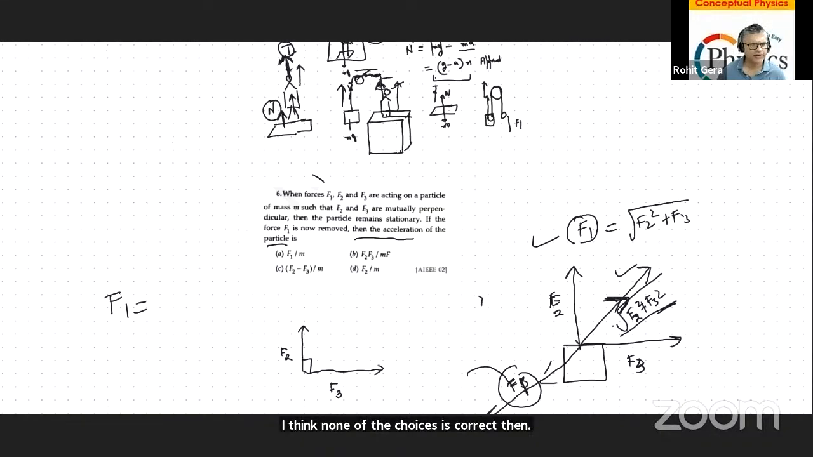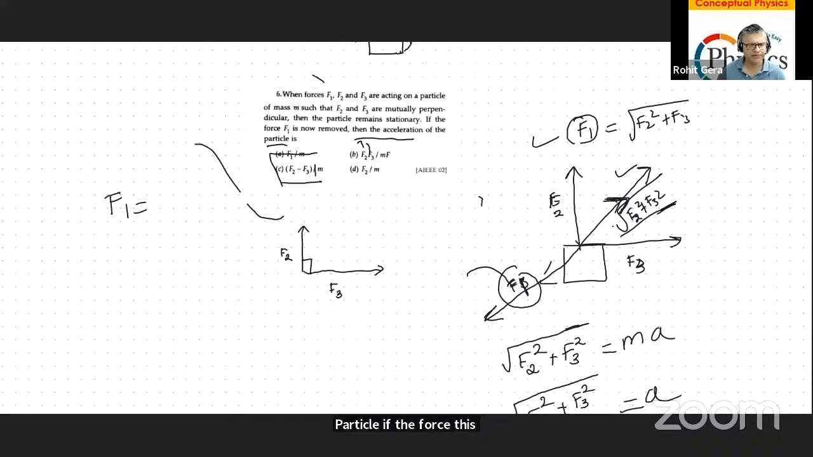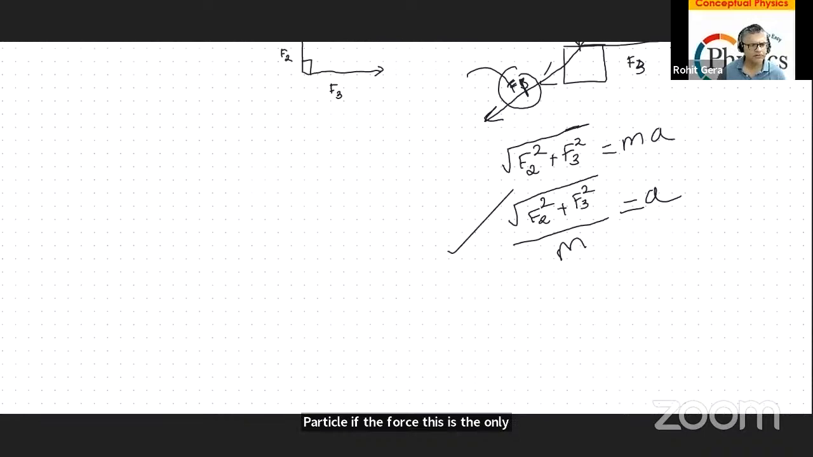I don't think so, because they are not in the same line, you cannot subtract them. They cannot also be multiplied by any chance. Particle, if the force, this is the only way. So I think our answer is correct, don't worry. Nothing to worry. All right.